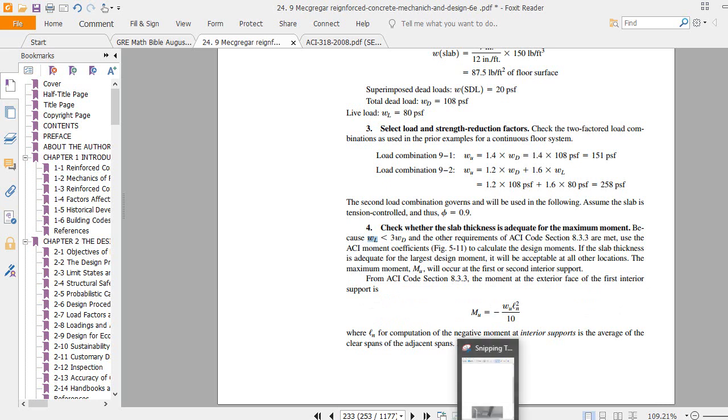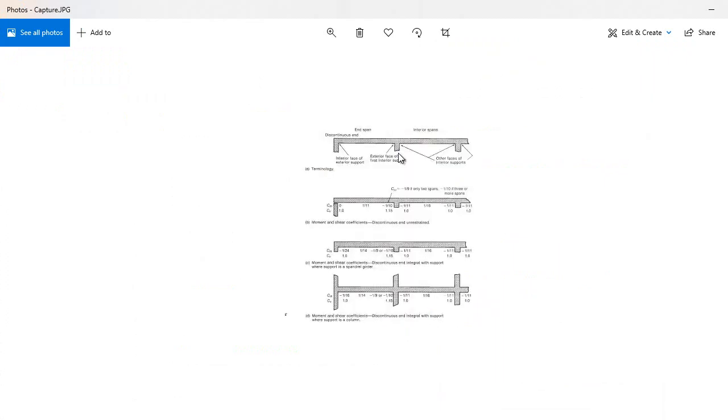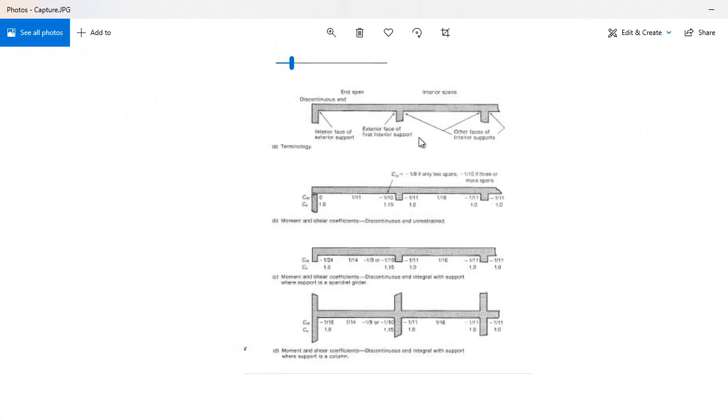Remember, let me show you those ACI moments. This is very important. This is our end panel, and this is our interior panel, our interior span and end span. This is our first exterior support, and this is the interior support. Sorry, these are interior supports.